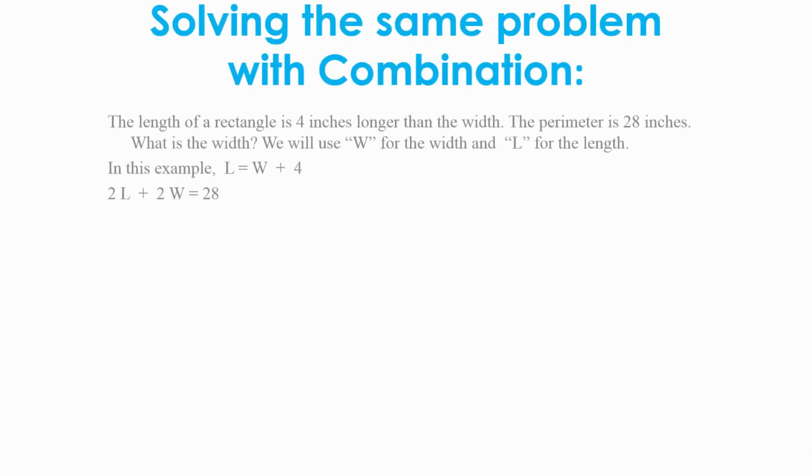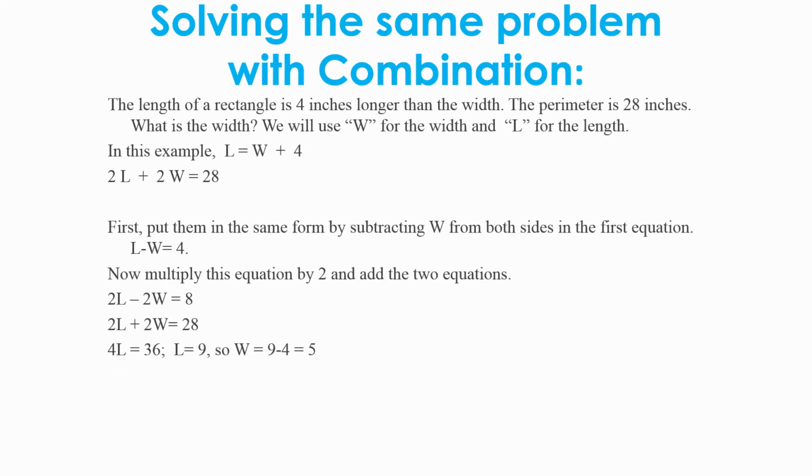Now let's do it by combination. First, put both equations in the same form by subtracting W from both sides in the first equation. Now we have L minus W equals 4. Multiply this equation by 2, and then add the two equations together. Here they are. And when you add them together, it's 4L equals 36, because the 2W and the minus 2W cancel. So L equals 9, and the width is length minus 4, so 9 minus 4 is 5.